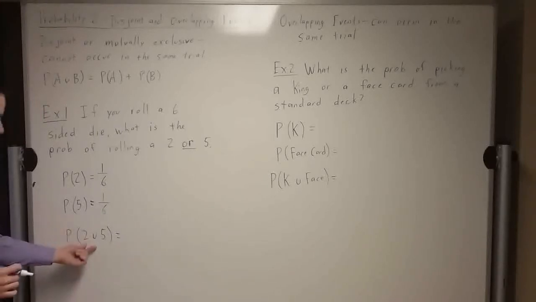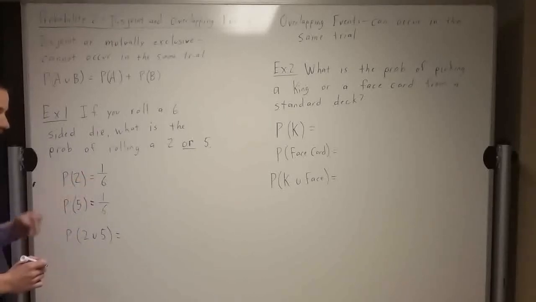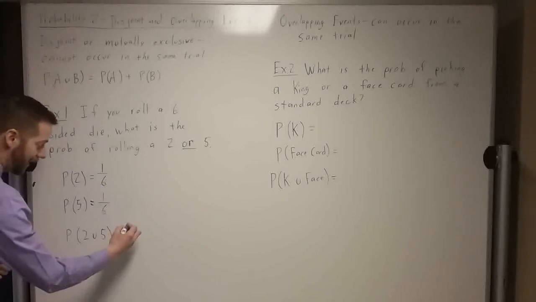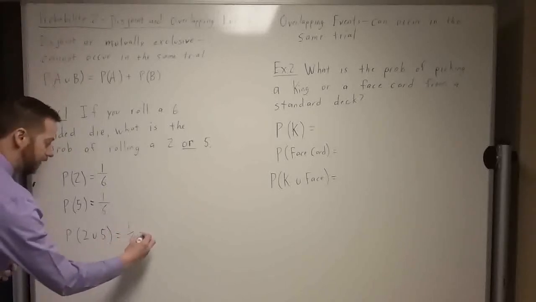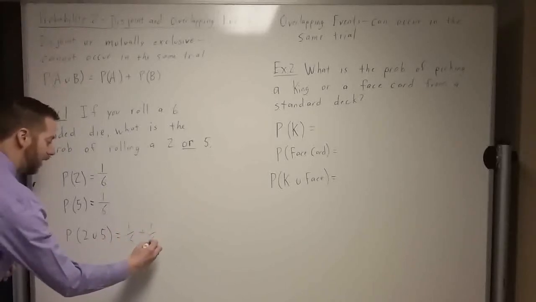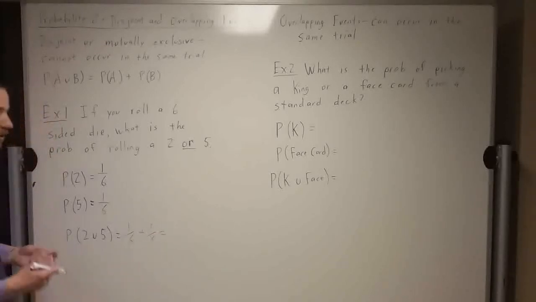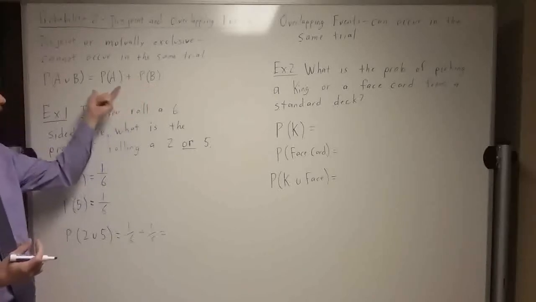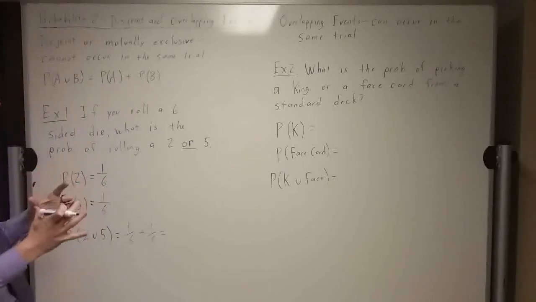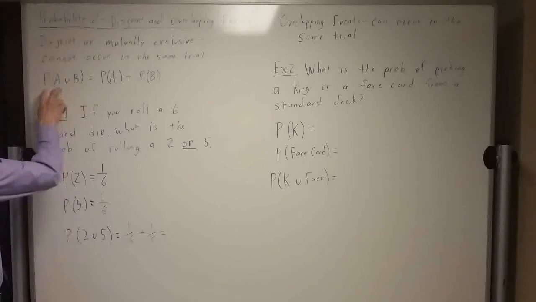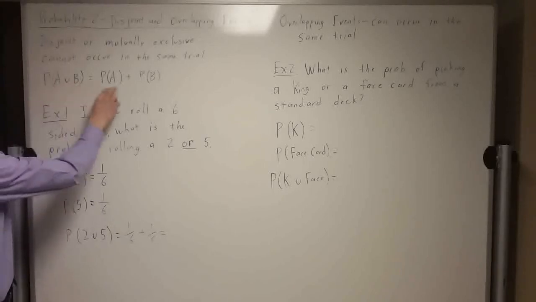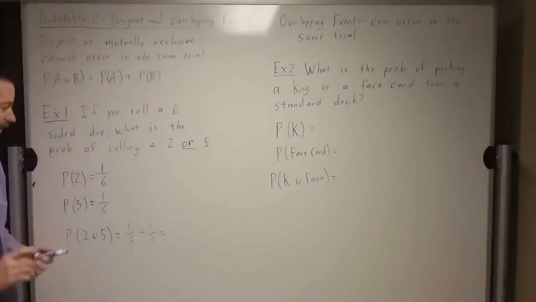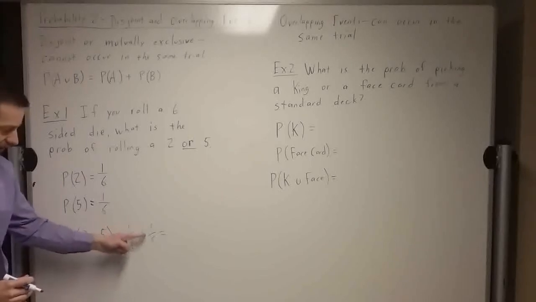The probability of rolling a 2 or a 5 then: if there's a 1/6 chance you roll a 2, a 1/6 chance you roll a 5, and they're completely separate from each other, then to find the probability of either of them happening, you just add them together. That's what this formula is saying. If the two events are disjoint, don't overlap at all, and can't happen at the same time, to find the probability of one or the other, you just add the two probabilities together. So 1/6 plus another 1/6.